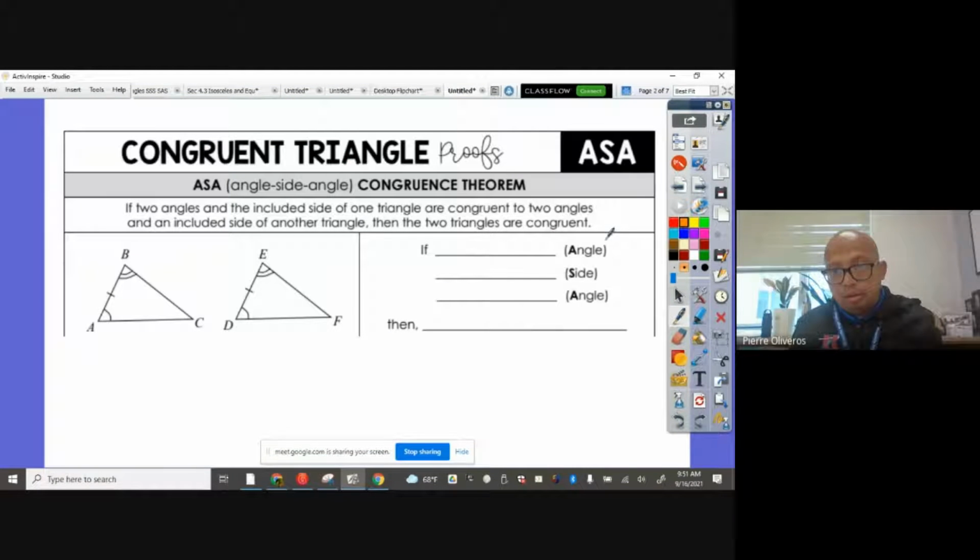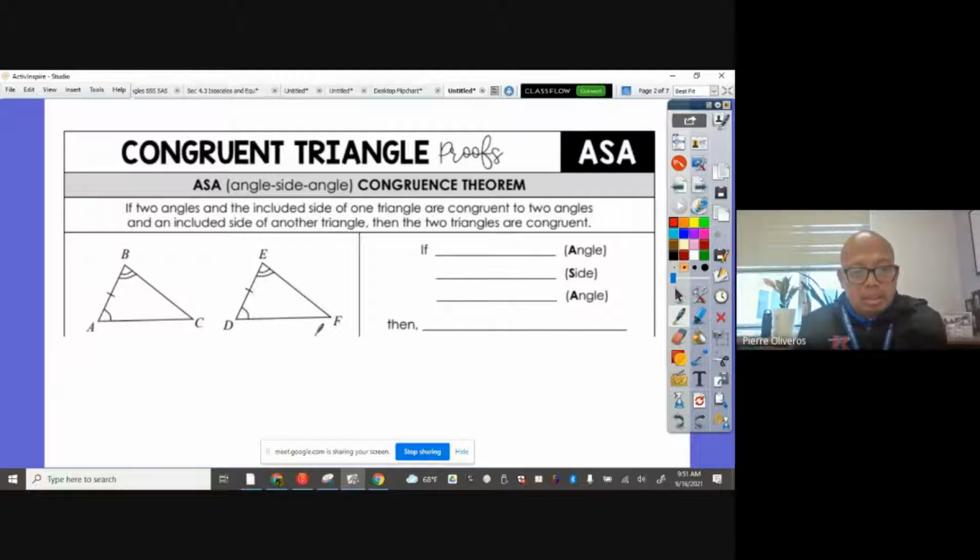Congruent triangles proof, ASA, is an angle side angle congruence theorem. This is when two angles and the included side, the one between the two angles, are congruent to two angles and an included side of another triangle. Then the two triangles are congruent.